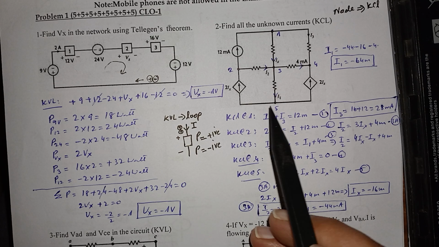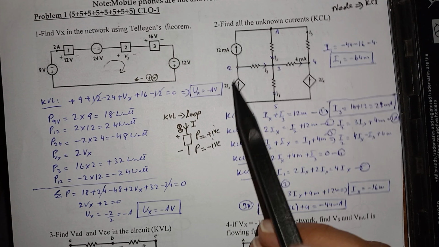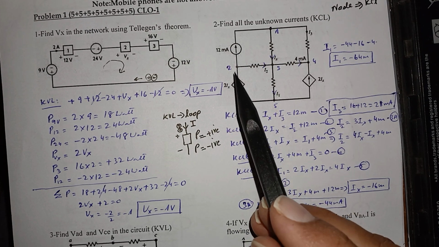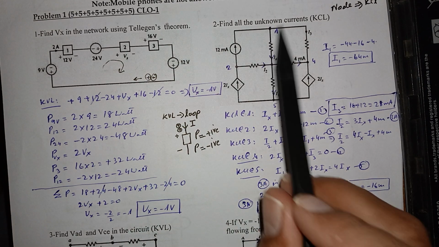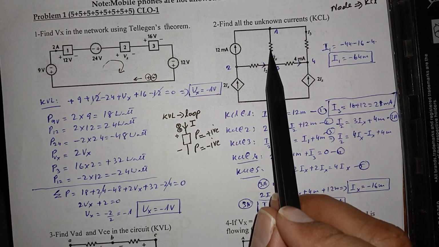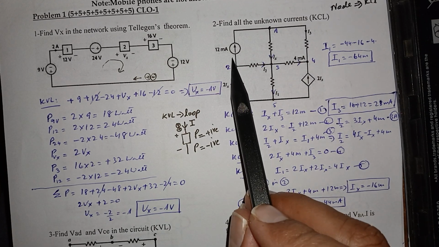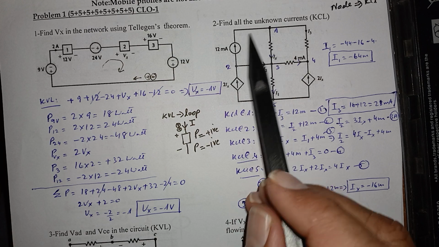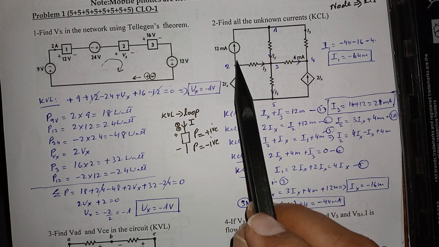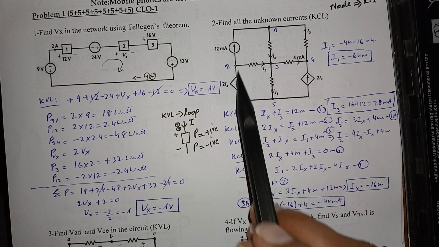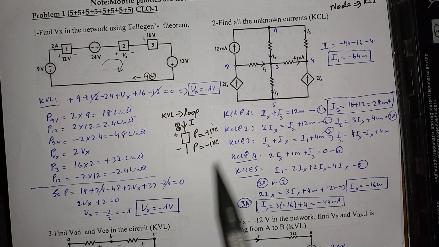So I'll write KCL at each node. In this case I am using the simple version of KCL: the sum of the currents entering the node is equal to the sum of the currents leaving the node. So at node 1, the current Ix is leaving and I3 is leaving, so I have added them on the left hand side, and this current 12 milliampere is entering the node, so I have written it on the right hand side. Similarly at node 2, this is entering and these two are leaving, so I have written 2Ix is equal to I2 plus 12 milli.